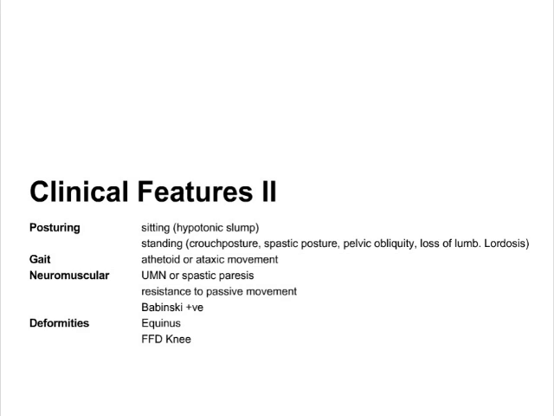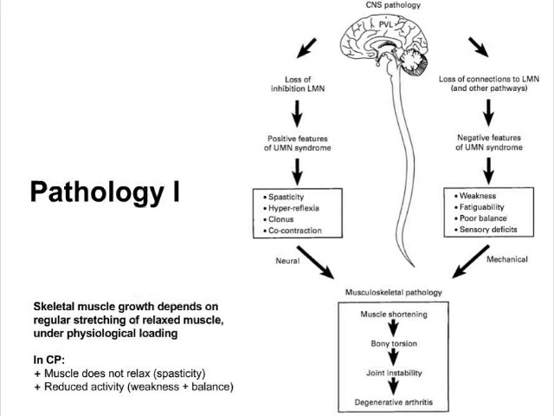So I found this a good way of explaining the way that the primary neurological pathology relates to the orthopaedic pathology that we see in practice. The growth of skeletal muscle depends on regular stretching of the relaxed muscle, undergone during the process of normal physiological loading. With spasticity in cerebral palsy, muscle obviously does not relax, meaning that you do not get this regular stretching of relaxed muscle. And indeed, because of the functional deficits, these babies and children have reduced activity because of weakness and balance issues, which again compound this.